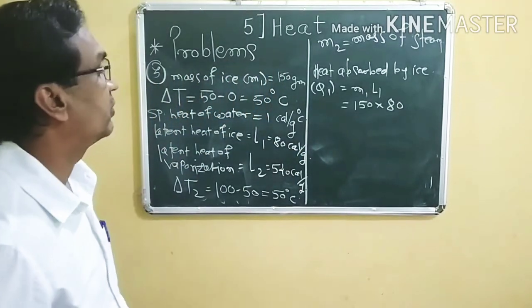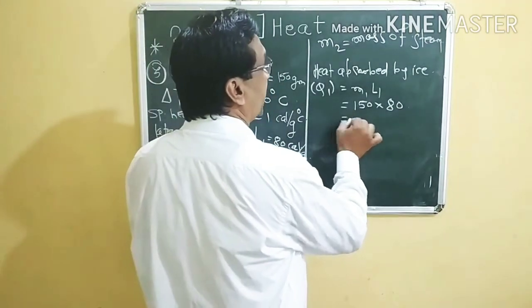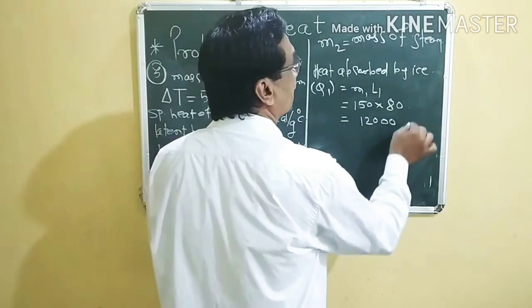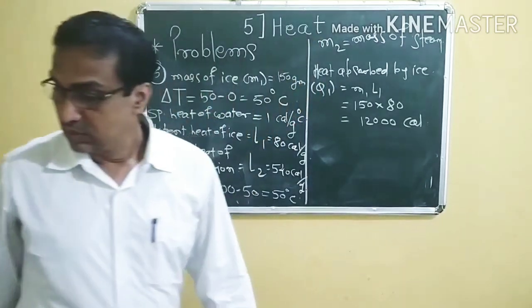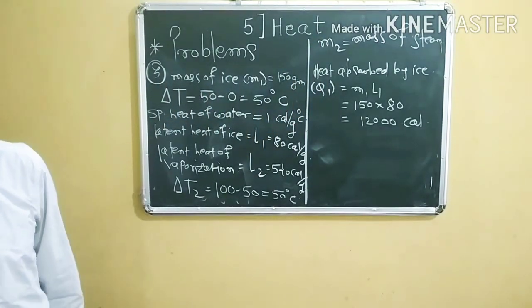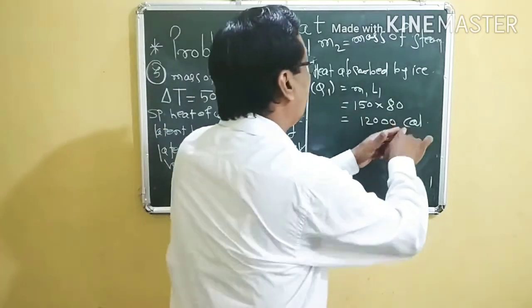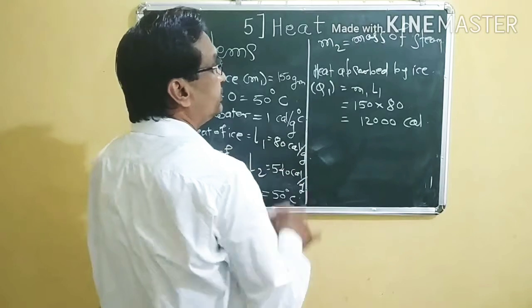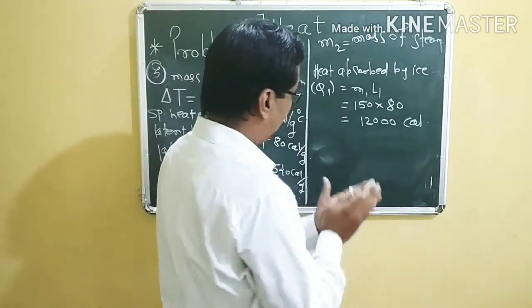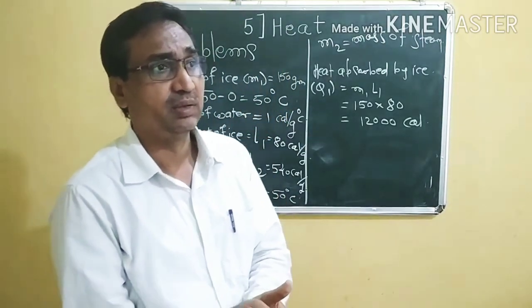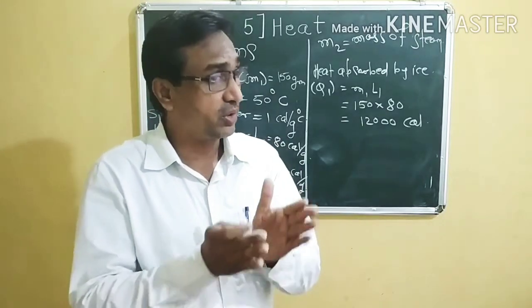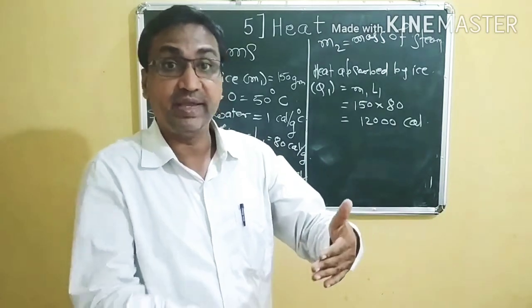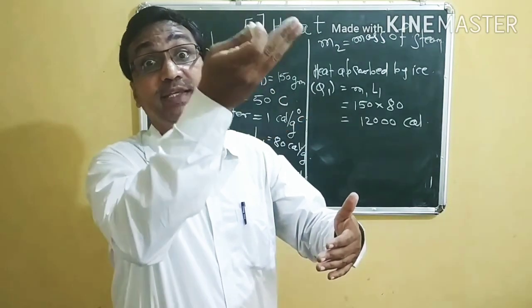That is the latent heat of ice, and its total value is 12,000 calorie. It is not a kilocalorie because we have converted kilogram to gram. So the first one, Q1, is the heat absorbed by the ice to convert it into water. After transformation of ice into water, we have to raise the temperature up to 50 degrees Celsius.